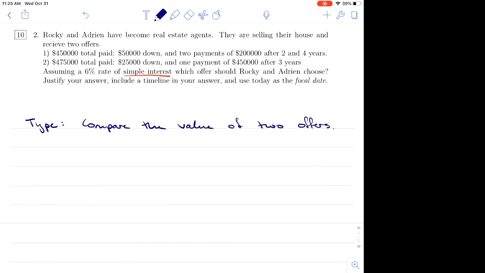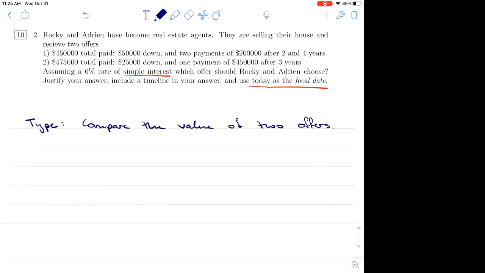Okay. So you also want to make a quick mental note. Today is the focal date. If you don't use today as the focal date, you will get this question wrong, right? Because I'm telling you which date to use.